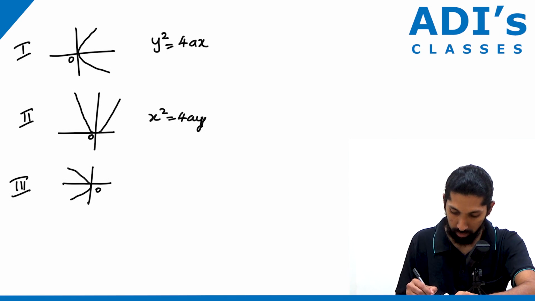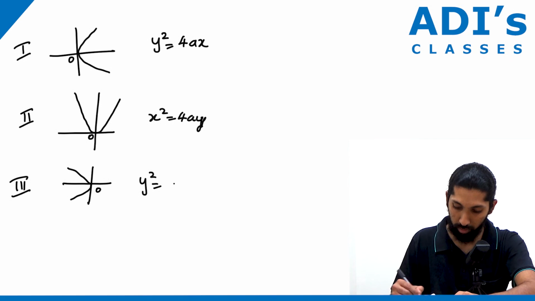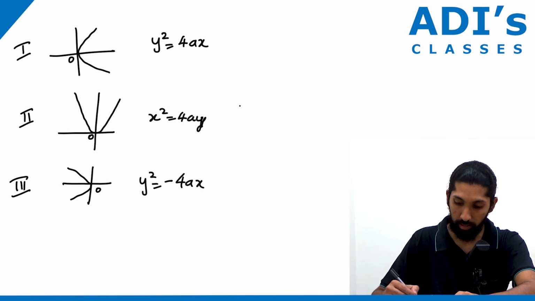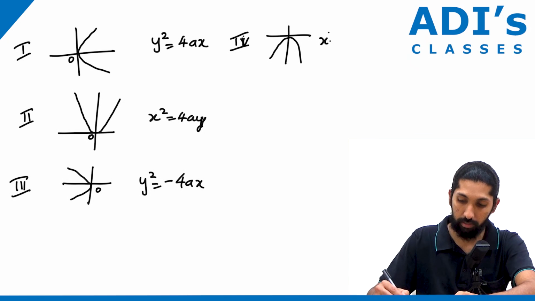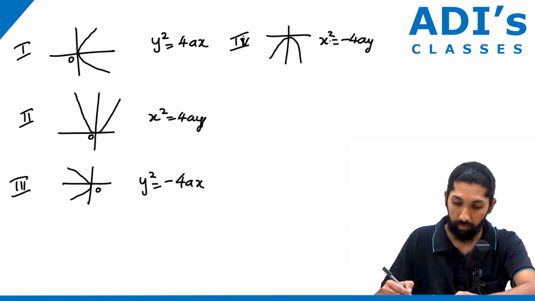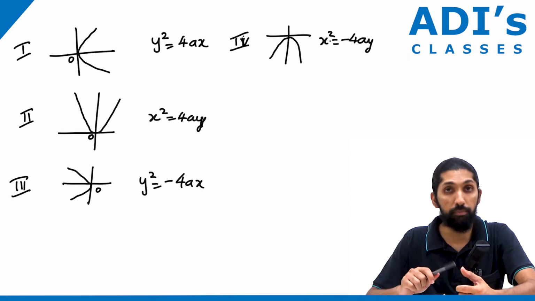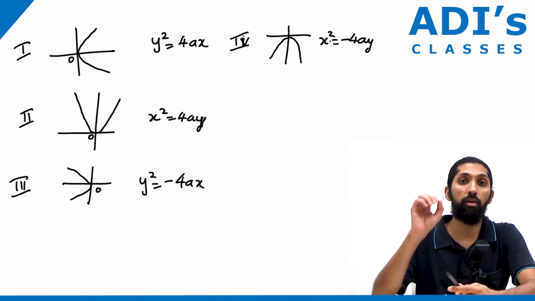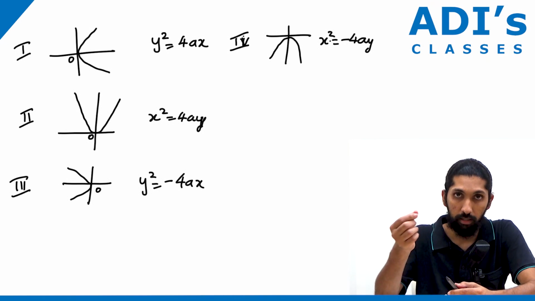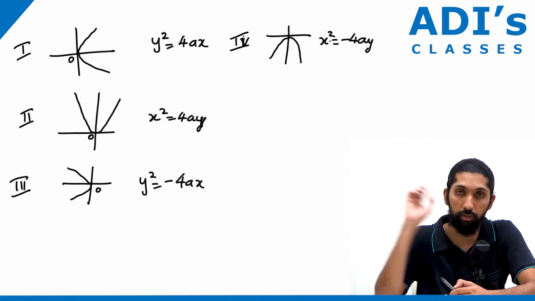Next, the third one, the same thing but in the opposite direction. See like this. y square is equal to minus 4ax, and the last one, the fourth one, you are going to have a down opening parabola. x square is equal to minus 4ay. Now these are the 4 types of parabolas you have, and depending on how the parabola looks like, the equation of the parabola is going to change.